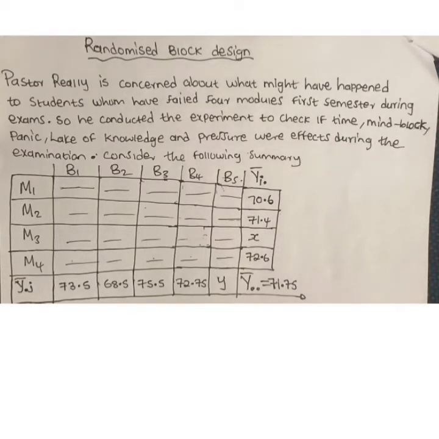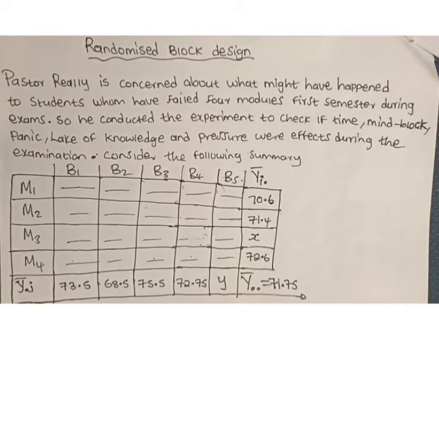Consider the following information. We are given the summary of the means for the treatment and the means for the block. So we have the grand mean, which is 71.75, but the mean for treatment 3 is unknown, it's x, and the mean for block 5 is unknown, it's y.